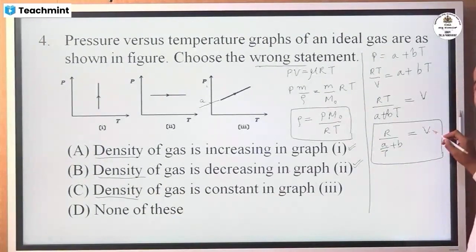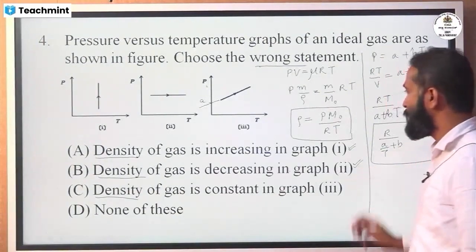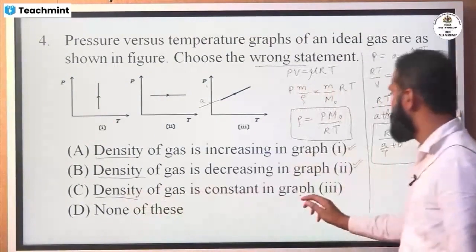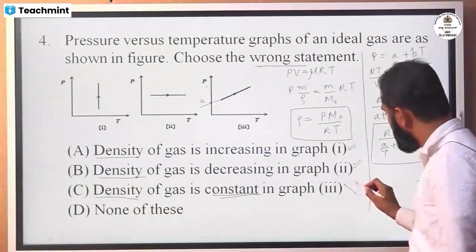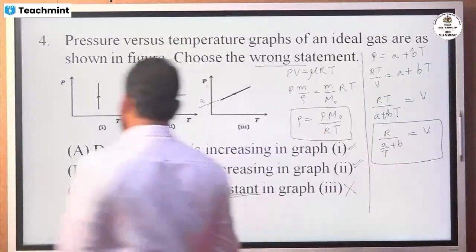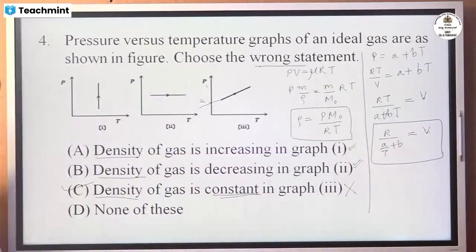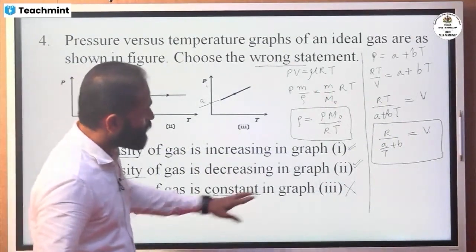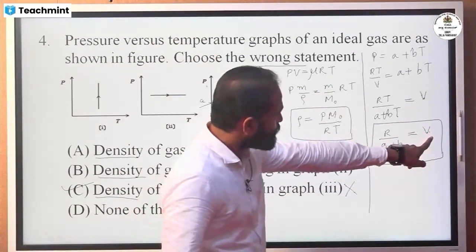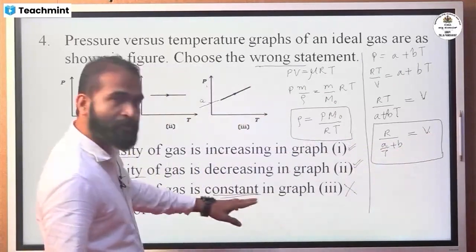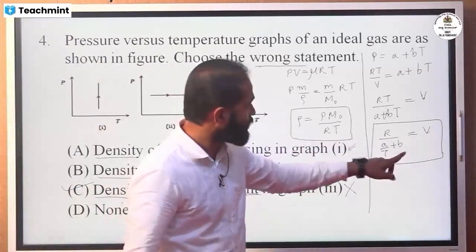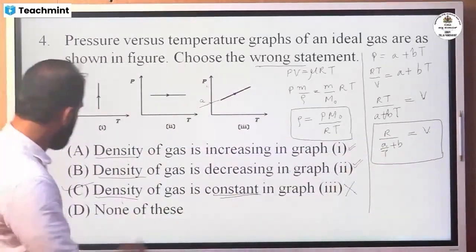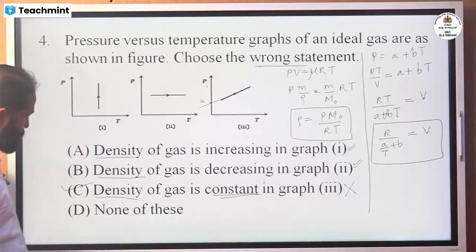If the volume is going to increase, the density is going to decrease. But the question option C says that density is constant. So this is a wrong statement. That gives us the correct option as option C. We have to identify the wrong statement. And according to this statement, volume is constant, density is constant, but we proved that volume is going to increase, and as a result, density is going to change. So hence, option C will be the right option.